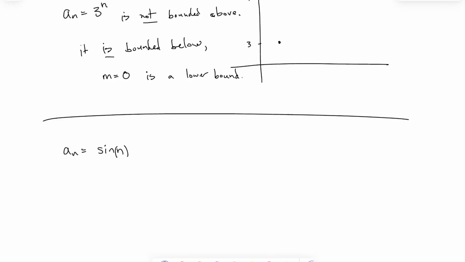What does the plot of this look like? The terms would be sine of 1, sine of 2, sine of 3. Anybody remember your sines and cosines? What is sine of 1 radian?